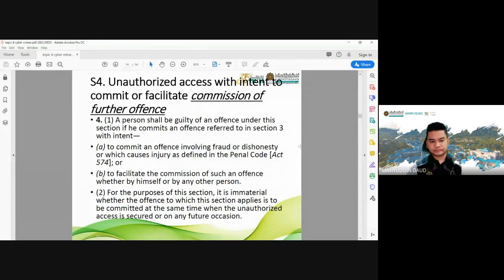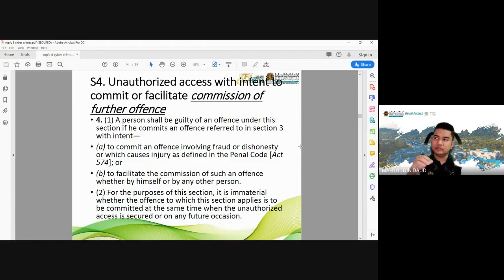So it can be he did the hacking just now, or unauthorized access, and he did that to facilitate the commission of any other offense or such offense, sama ada dia buat sendiri atau somebody else is doing or continuing the act on his behalf. So for the purpose of this section, it is immaterial whether the offense to which this section applies is to be committed at the same time when the unauthorized access is secured or on any future occasion.